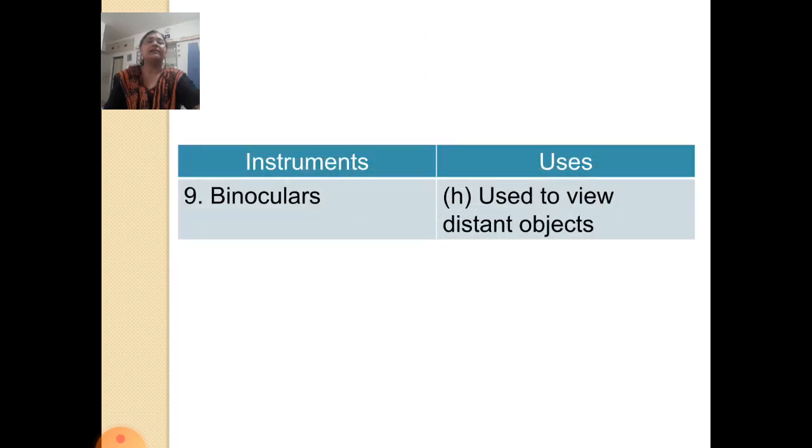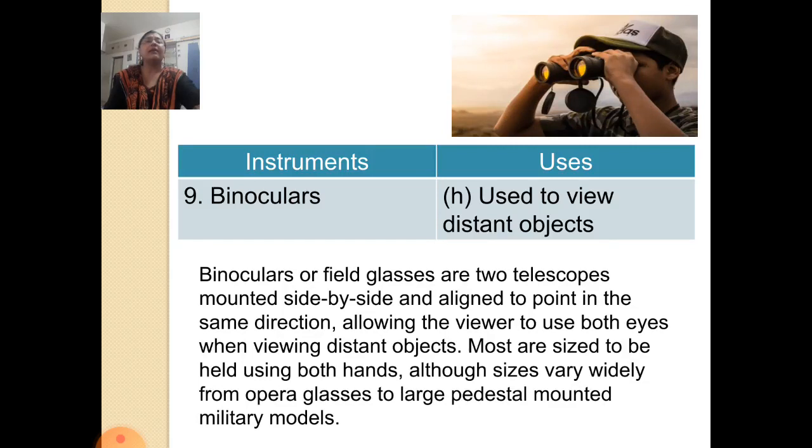Next one, binoculars. It is used to view distant objects, which is option H. Binoculars or field glasses are two telescopes mounted side by side and aligned to point in the same direction, allowing the viewer to use both eyes when viewing distant objects. Most are sized to be held using both hands, although sizes vary widely from opera glasses to large pedestal mounted military models.